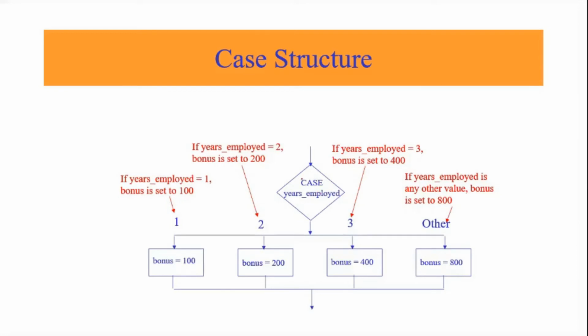In a case structure, there are multiple options available. In the case of a simple decision structure, there were only 2 options available, either a yes or a no. But in the case of a case, there is a possibility of more than 2 options. That can be 4, 5, 6, or it depends on the type of program that we are working on. Okay, that is the fourth structure.